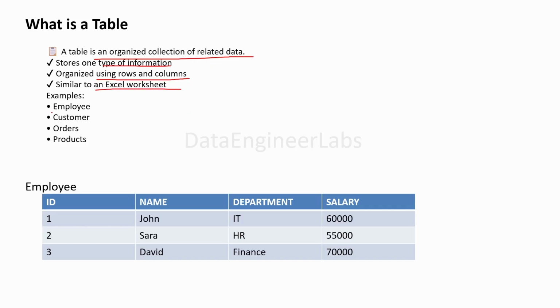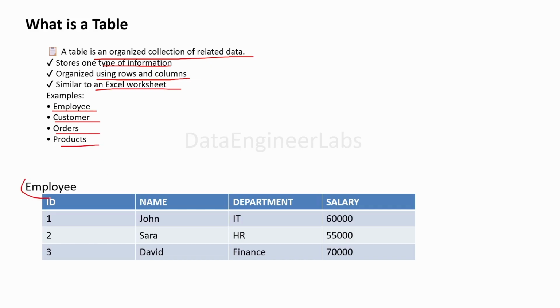Now for example, when a company has a new employee join, we will store that record in the employee table. If we have a new customer, the customer information will be stored in the customer table. And for the orders, we will maintain a separate table called orders, and we will maintain all the order details in that orders table. Similarly, the products.